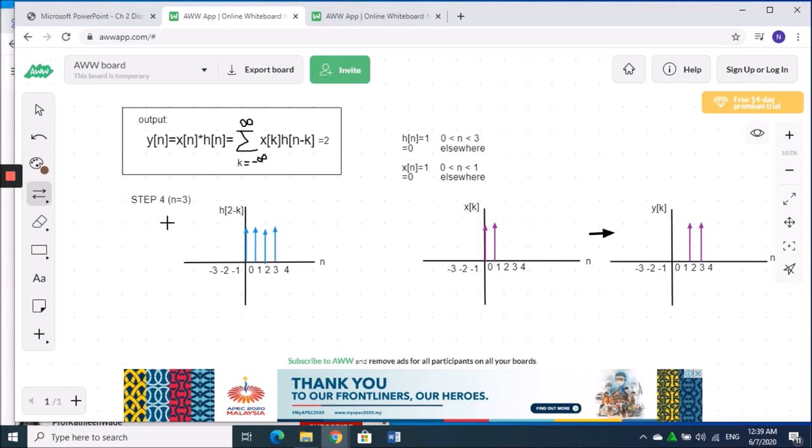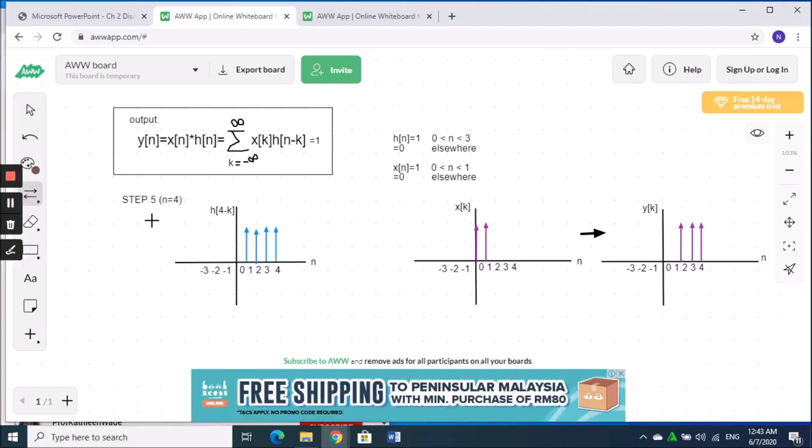So the next step, step 4, n equal to 3. The impulse response is h[3 minus k]. So it will move forward to 3, and then the input will be the same. So the output will be at 0 and 1. So the output here is 2.